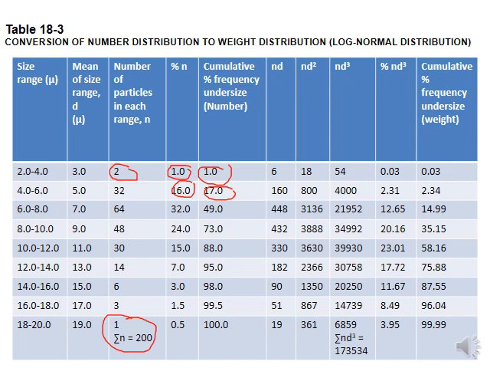In order also to determine the cumulative percent frequency under size as weight, we need to determine the nd cubed, and then we determine the percent nd cubed, and in a similar manner we can obtain the cumulative. For example, the cumulative percent frequency under size of 5 micron equals 2.34, which is the summation of 0.03 plus 2.31.